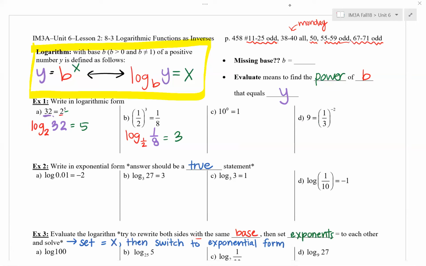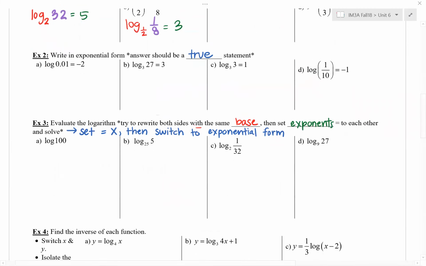So now let's look at example 2. For example 2, we're doing the opposite. We've got a log equation, and we're writing it as an exponential equation. I like these better because I can evaluate whether my answer is correct or not by just looking at the equation, because it should end up being a true statement.